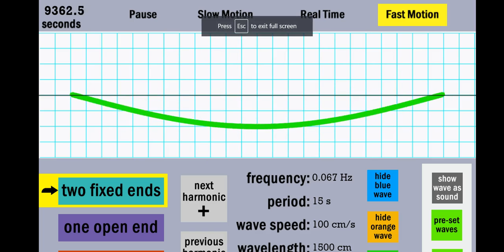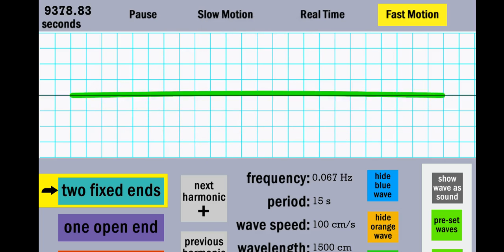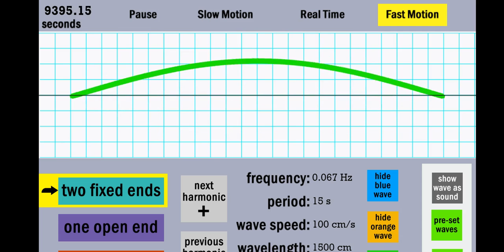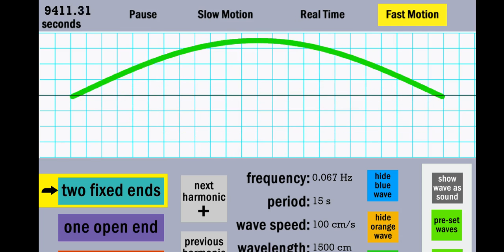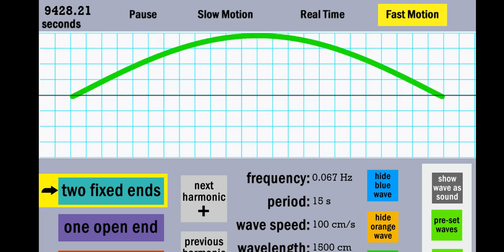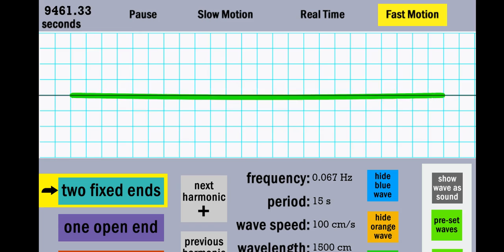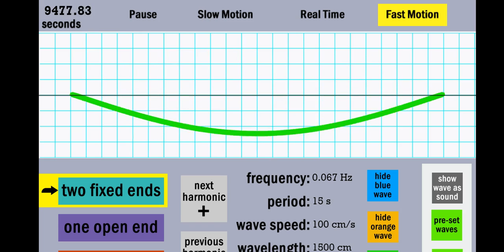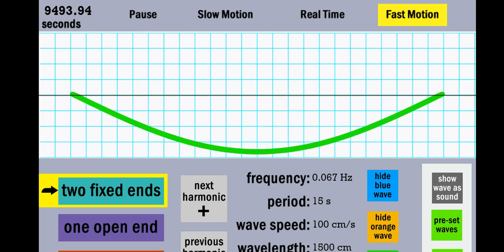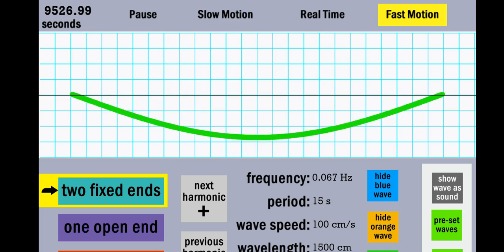And this simulation, you can see a green line. This is representing something fixed at both ends. And this is what we call our fundamental frequency. And this is what happens when you pluck a guitar string or a violin string, it's going to vibrate like this back and forth. It's fixed at both ends. Okay, and this is called the fundamental. It's the lowest frequency. It's also referred to as the first harmonic.